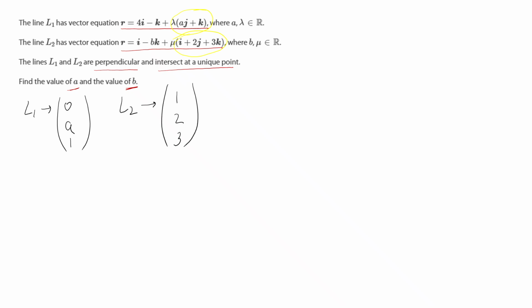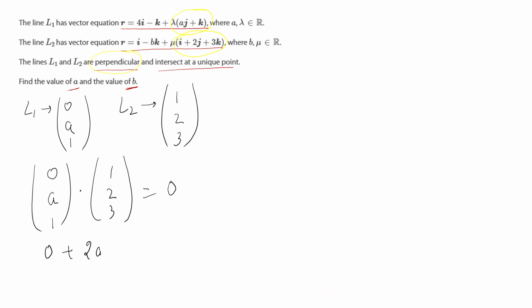Now we will use this condition that these two lines are perpendicular. It means the dot product of these two direction vectors should be equal to 0. So once we equate it to 0, I can write 2A plus 3 is equal to 0. My A becomes minus 3 by 2. So we got our A value.